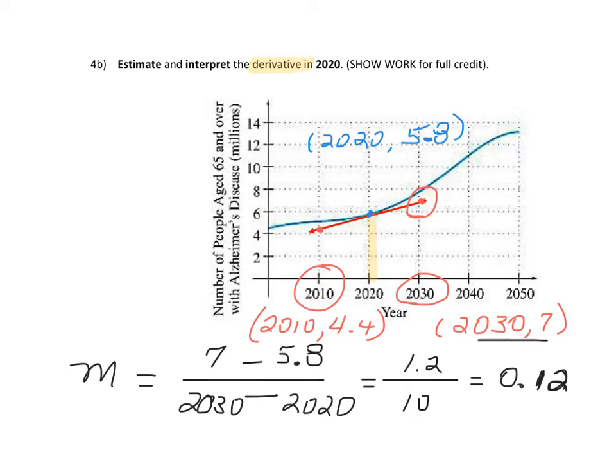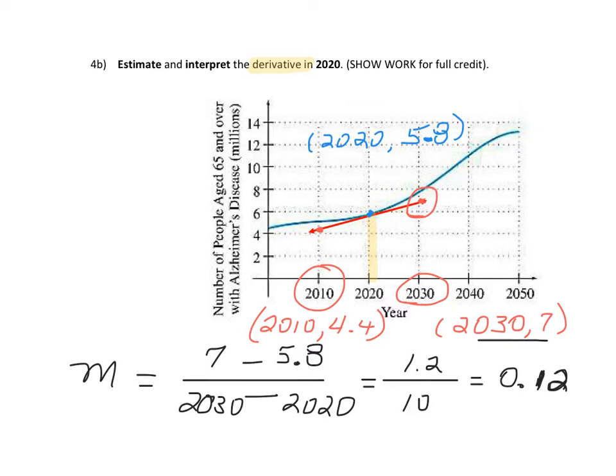Now, alternatively, if we had used 4.4 and 5.8, then the difference between those two would have been 1.4 divided by 10. And we would have gotten 0.14. So there's some variation in the answers that you can get. But you pick either of the 2 points.